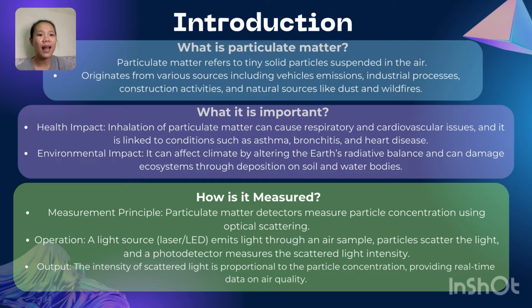Environmentally, PM can alter the Earth's radiative balance and damage ecosystems by depositing on soil and water. PM is measured using optical scattering, where a light source, known as a laser or LED, passes through the air sample, particles scatter the light, and a photodetector measures the scattered light intensity. The scattered light intensity correlates to particle concentration, providing real-time air quality data.